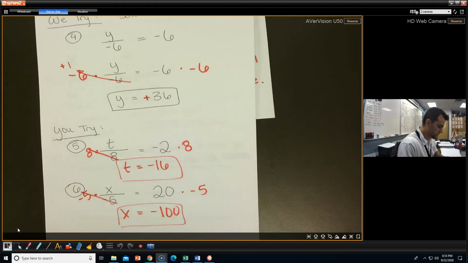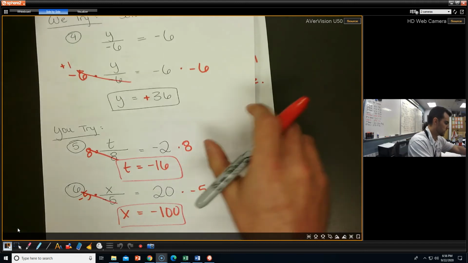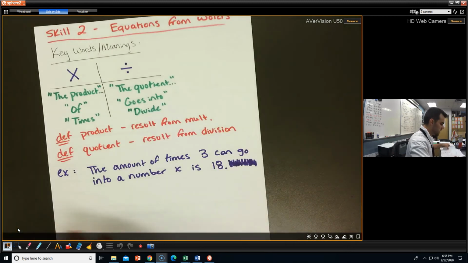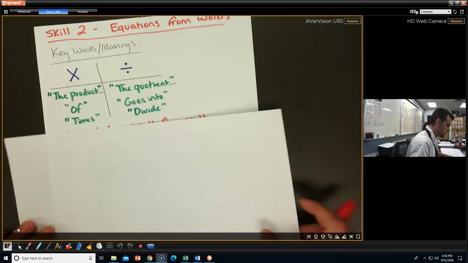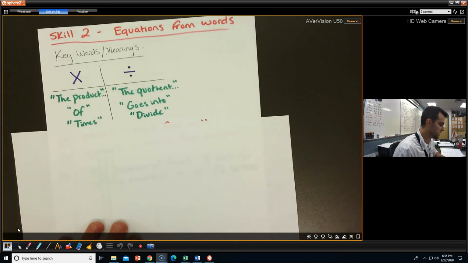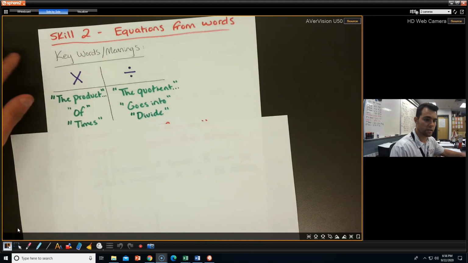All right, so now let's see how it's going to look with words. How can we actually use words and make math expressions that are multiplication and division? Okay, so let's see what that's going to be. So again, we have some key words and meanings for our skill 2. Okay, so here's multiplication, here's division.